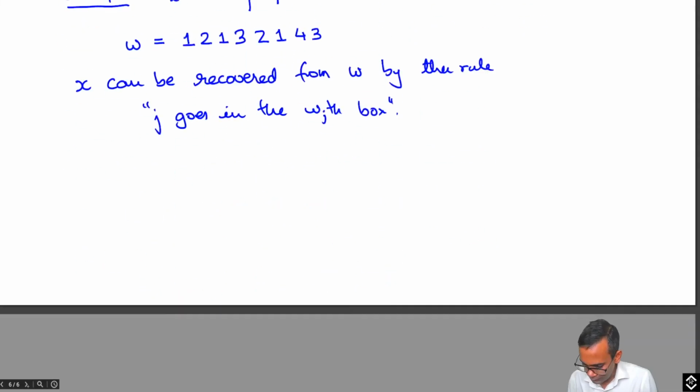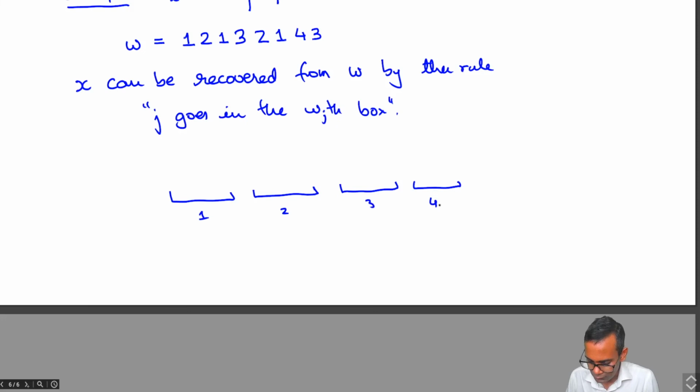So what I'll do is, given this 1, 2, 1, 3, 2, 1, 4, 3, I see that the largest term here is 4, so there must be 4 boxes. So I'll just draw 4 boxes, box 1, box 2, box 3, box 4, and I'll start filling these boxes with the elements. So firstly, I'll remember that these are in places 1, 2, 3, 4, 5, 6, 7, 8. So they correspond to the elements 1 to 8. And then I'll start putting these inside the boxes.